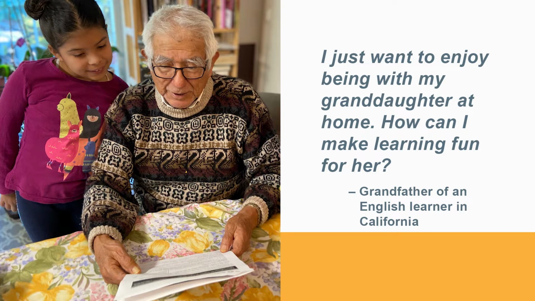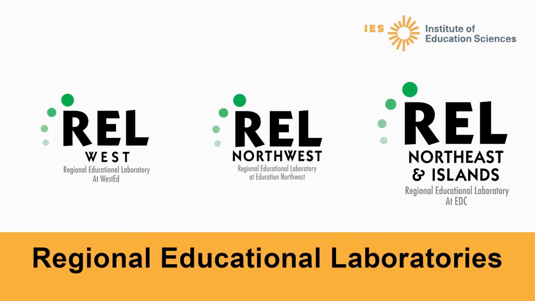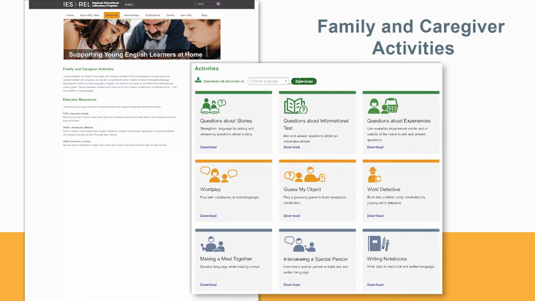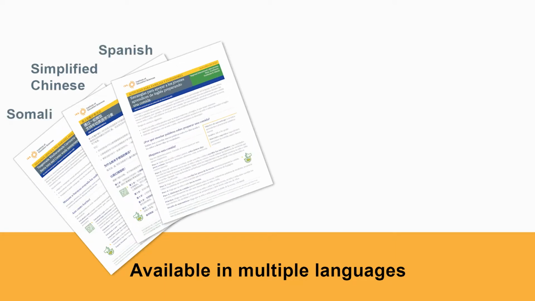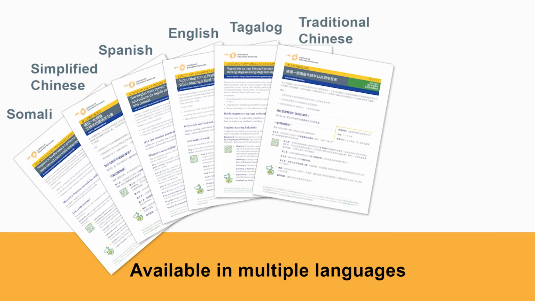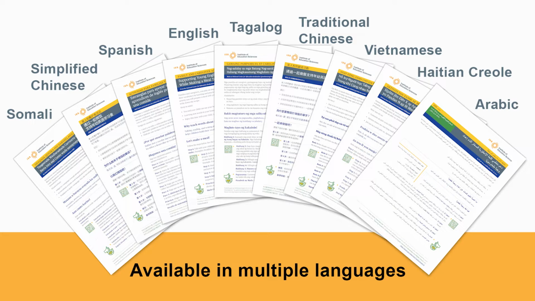To support family members and caregivers of young English learners like this grandfather, the Regional Educational Laboratories, or RELs, West, Northeastern Islands, and Northwest developed 9 simple and fun family and caregiver activity sheets, or FCAs, to leverage cultural and linguistic assets and knowledge to strengthen language development at home. The FCAs are available in multiple languages, including Somali, Simplified Chinese, Spanish, English, Tagalog, Traditional Chinese, Vietnamese, Haitian Creole, and Arabic, and can be used in English or the home language, whichever the family member or caregiver prefers.